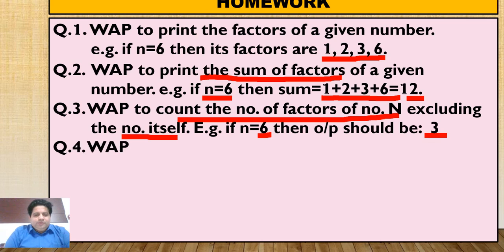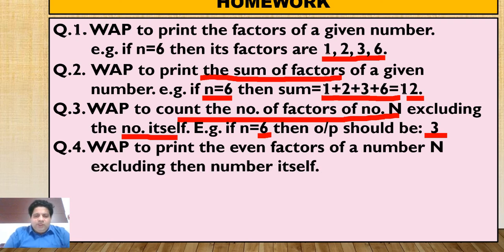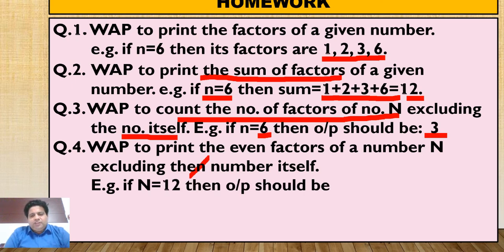The fourth program, you have to print the even factors of a number n, excluding the number itself. Print the even factors of a number n, excluding the number itself. For example, if n is equal to 12, so its even factors will be 2, 4, 6. Now 12 is also divisible by 1 and 3, but those numbers are odd. You have to print only even factors.